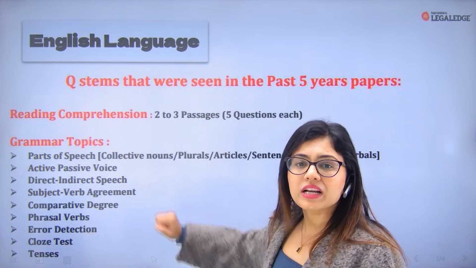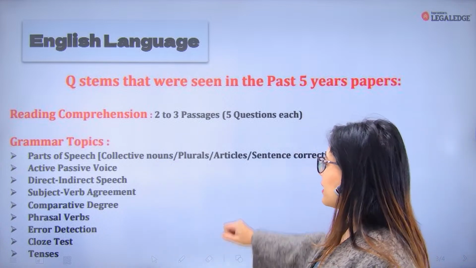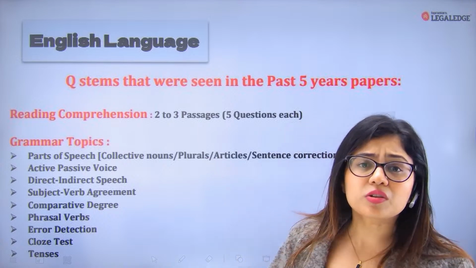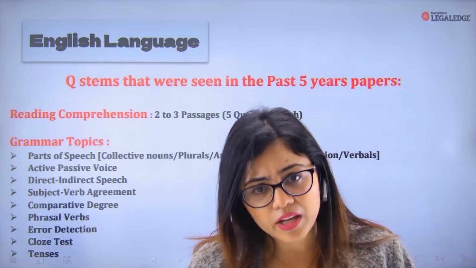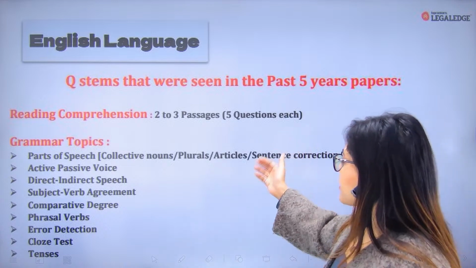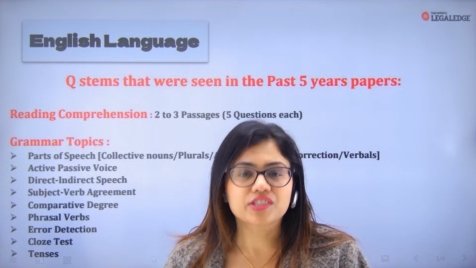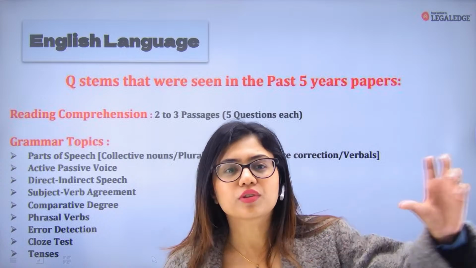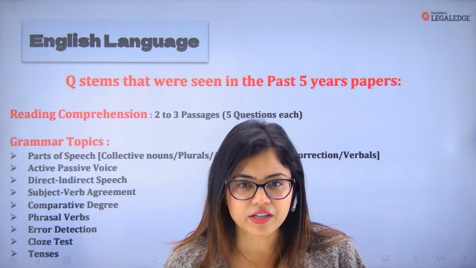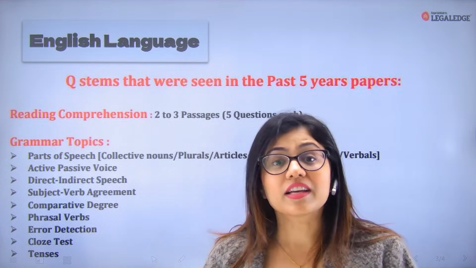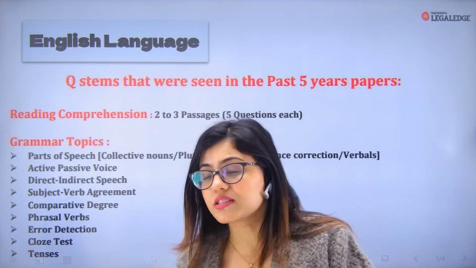They might ask you questions on collective nouns. They might ask you questions on plurals. Singular and plural we have also studied. Then they might ask you questions on articles. Articles is a category which falls under adjectives. In adjectives, one kind is describing words and the other is determiners. Articles come under determiners. So questions on articles have also been seen.